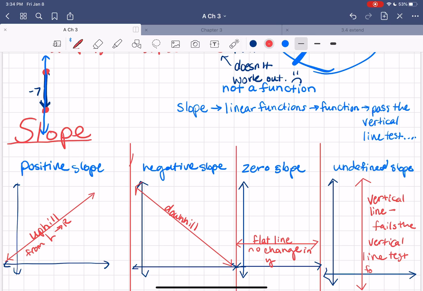I'm going to add in 4 functions because it kind of seems like the vertical line should pass the vertical line test if anything was passing the vertical line test, but that's not what the vertical line test is referring to, right?